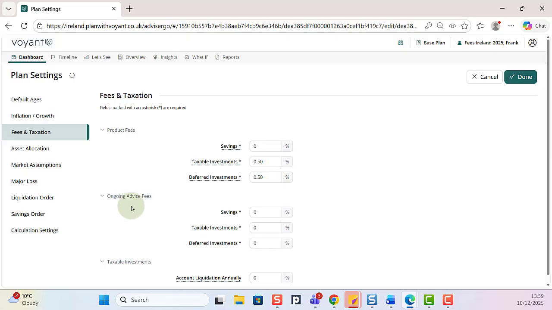One part of this new fee structure is the ongoing advice fees. These fields are here. There are no default figures here. The fields are available for you to edit, and this is because ongoing advice fees were not in previous versions of Voyant. Ongoing advice fees sell units from the investment. So going back to product fees, these do not sell units, they are not taxed or form part of any allowances. So let's go and see how they work in practice.